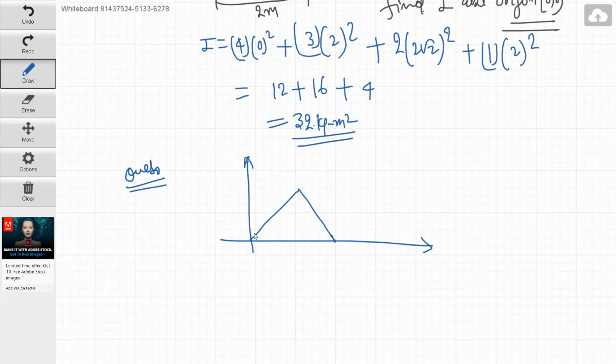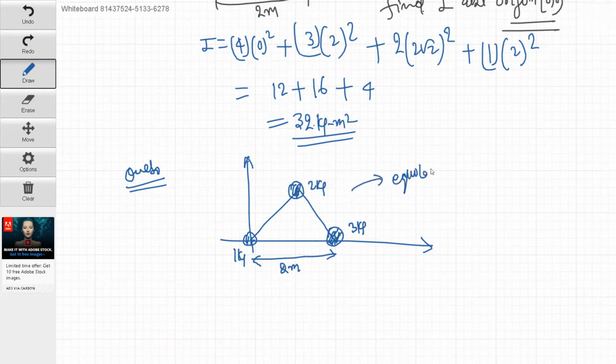Suppose this is an equilateral triangle. There is one mass, that is 1 kg. Another mass is at this point, that is 2 kg. Another mass is situated at this point, so this is equal to 3 kg, let's say, and this length is equal to 2 meter, isn't it? And this is an equilateral triangle.